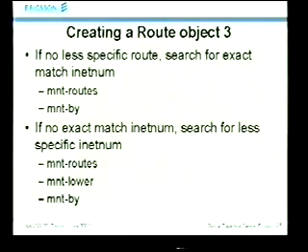What do you do? You search for an exact match inet-num. If you find it, you check for the MNT routes attribute. It's not there, check for MNT by. If there's no exact match inet-num, you search for a less specific inet-num, and then check for MNT routes. If it's not present, MNT lower. If it's not present, MNT by. Okay? So the thing is, when you find exact matches, you look for either the MNT routes attribute or MNT by. If you don't find exact matches, you look for a less specific object, check MNT routes, MNT lower, and MNT by.